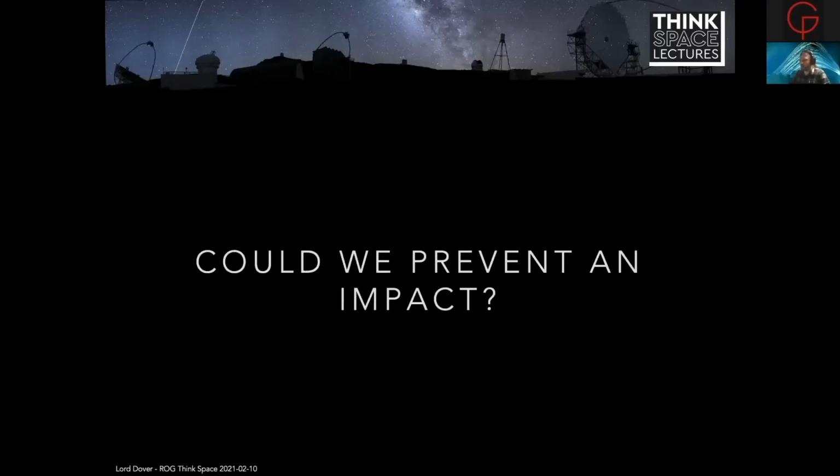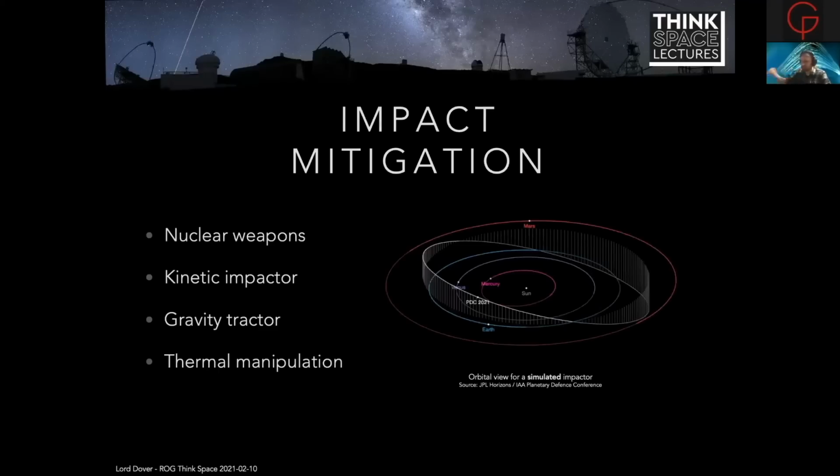But now, going on to the, I guess, most exciting part of the evening, could we prevent an impact? So if we knew for certain that an asteroid was going to hit us, we do have a few options in our arsenal. Now, the first thing that everyone thinks of is, why don't we just fire loads of nuclear missiles at it? And yes, I will talk about that. But there are also some other very developed ideas about how we can prevent an asteroid from hitting the Earth.